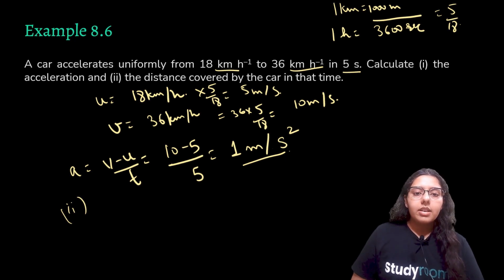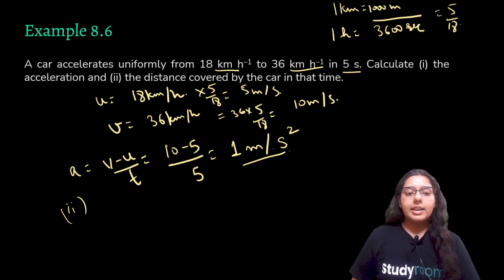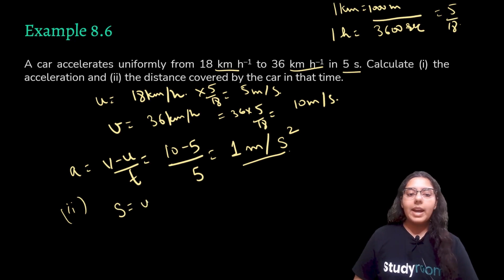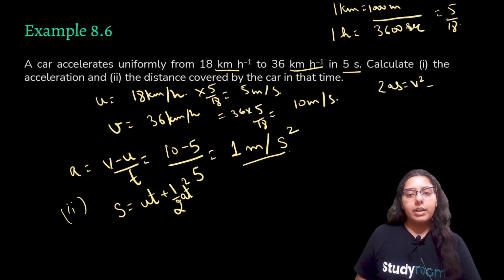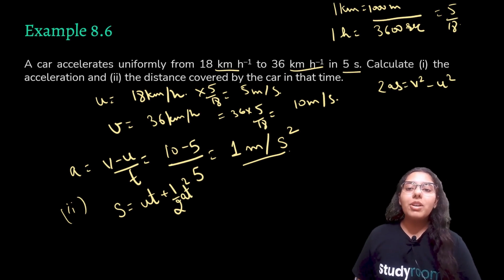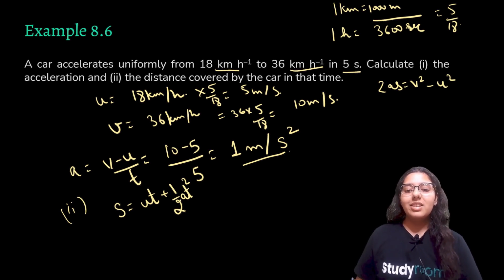So you can apply any of the equations. Either you can find the distance by s is equals to ut plus half at square, because you have to calculate s now, right? Or you can also use the third equation of motion, that is 2as is equals to v square minus u square. Which one do you want me to use? Do tell. Okay, so I'll calculate the distance through both the equations.